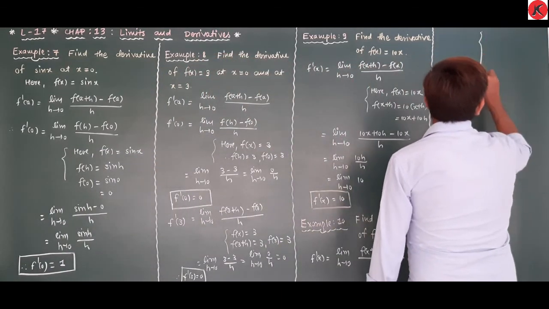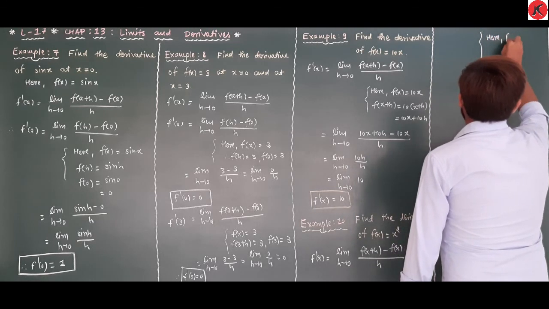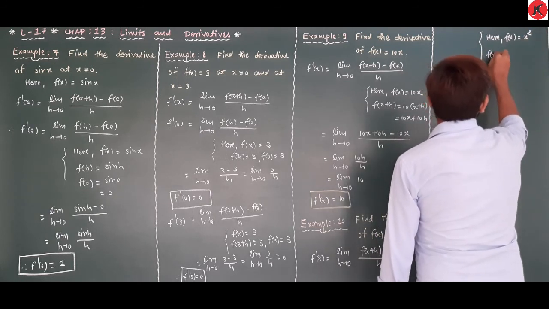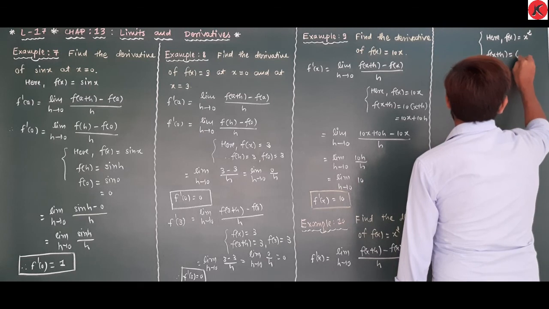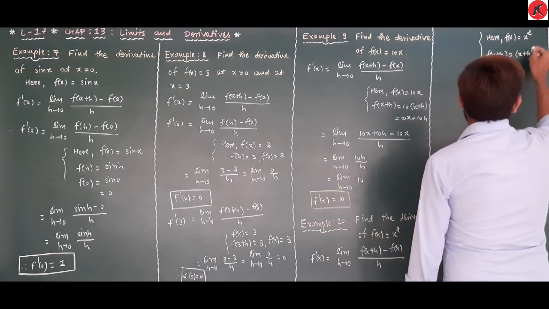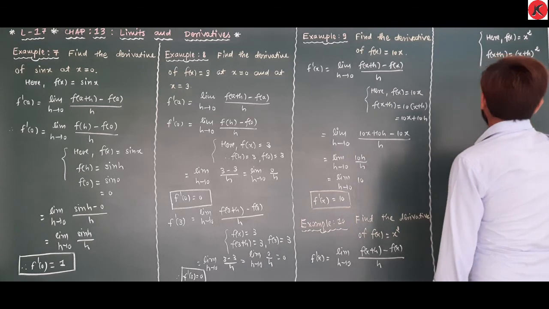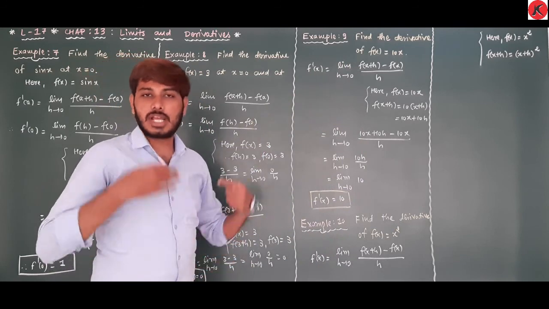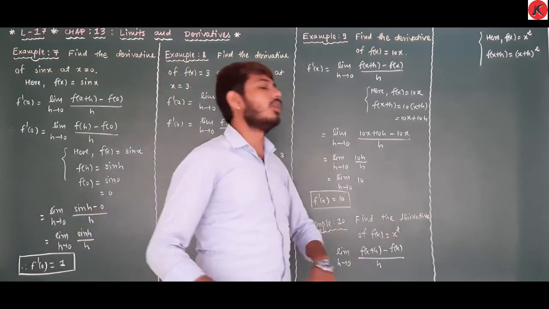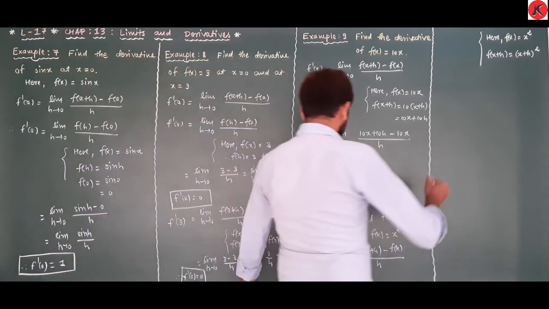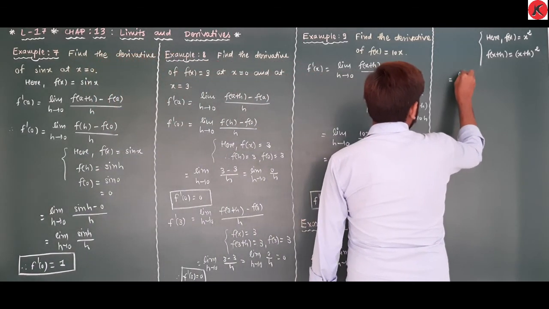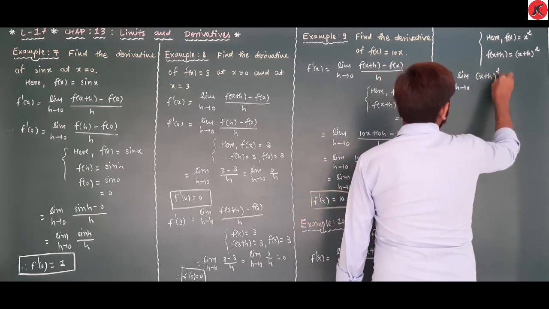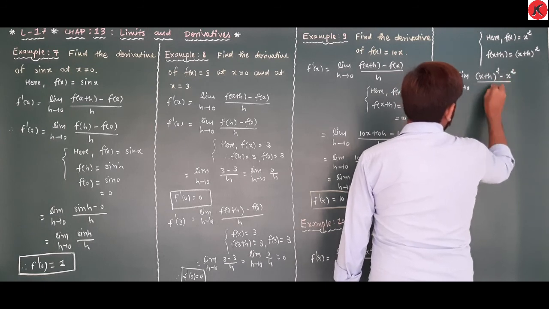We have f of x, which is equals to x square, and f of x plus h equals to x plus h whole square. Replace x with x plus h and write down, x plus h whole square. If someone says, sir, I want to expand, then expand; if you want to keep it as it is, keep it as it is and simplify. Let's keep it as it is, which becomes limit h tends to 0, x plus h whole square minus x square divided by h.